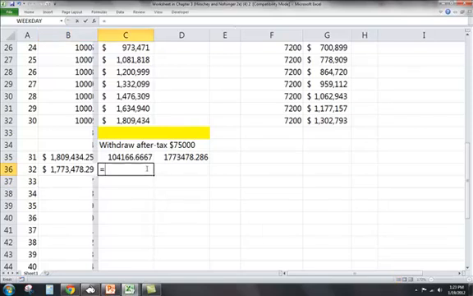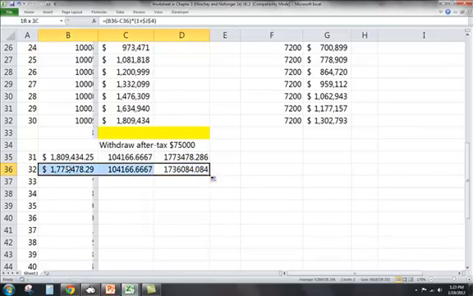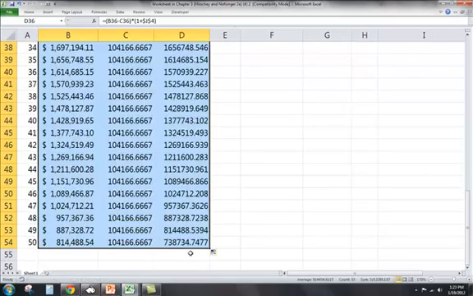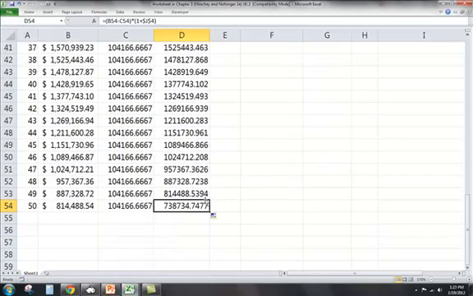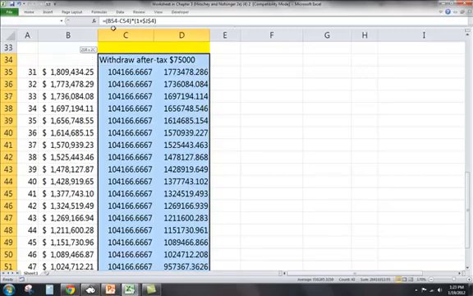The next year, that will be my starting value. My withdrawal amount will be the same as it was the previous year. And hopefully, I can just copy that down. So after 20 years of retirement, I've now got $738,734 left. I will just format these a little bit better.